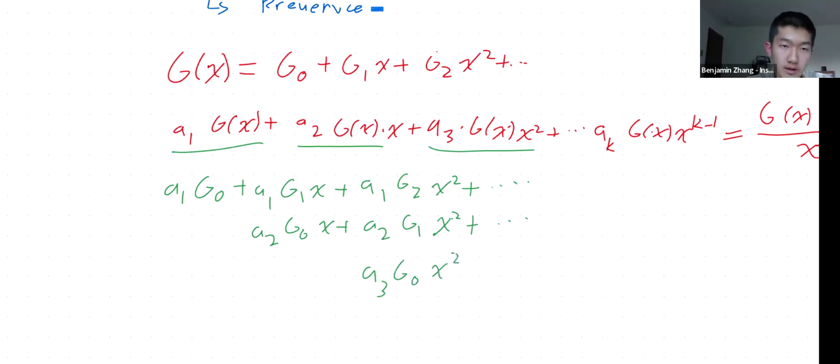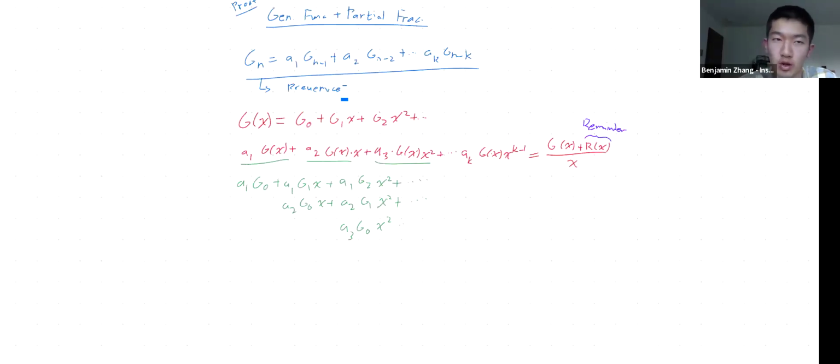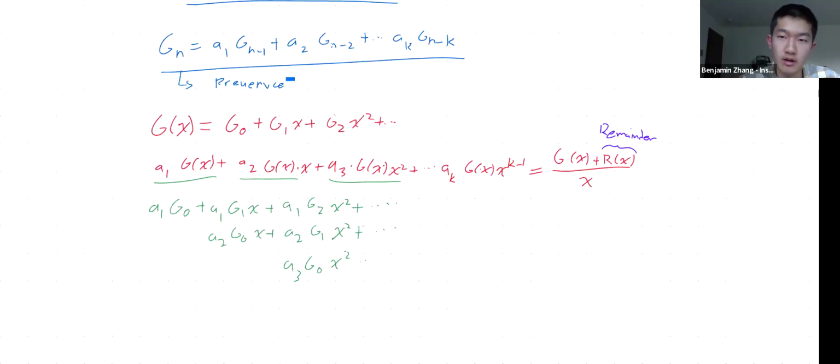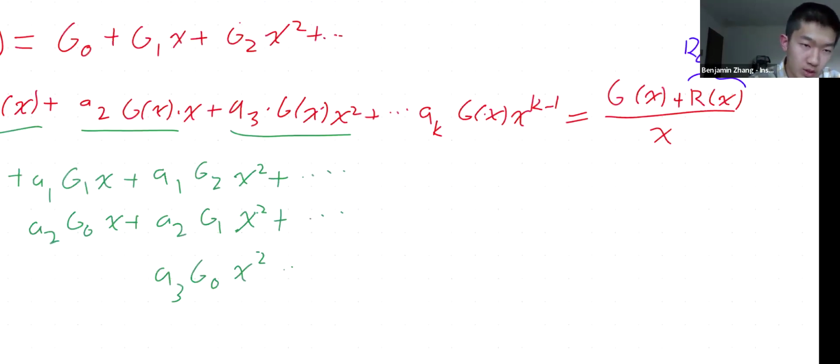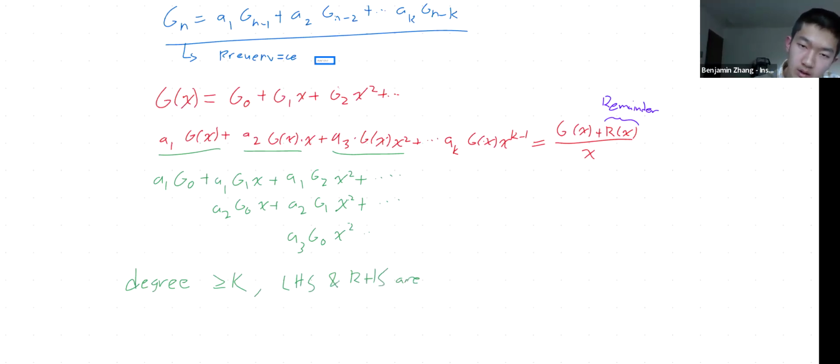The important thing to note here is that since g of x is an infinitely long polynomial, and we're claiming there's a remainder polynomial, all we need to show is that for terms which have degree greater than or equal to k, the left hand side and right hand side are equal. And this is pretty easy to show.